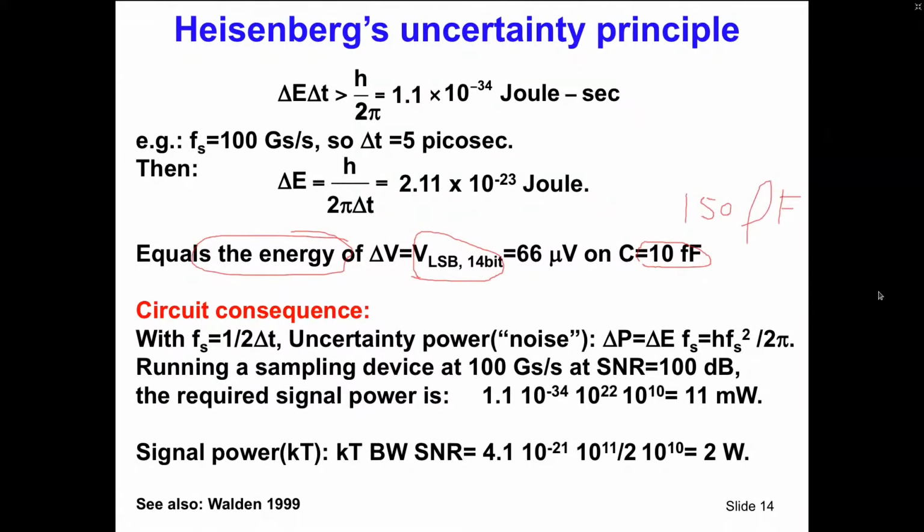Yeah. Now, if you then say, okay, let's translate this into power, then it turns out that, for instance, for a say 100 dB signal-to-noise ratio, 100 gigasample A to D converter, it means that overcoming the Heisenberg limit takes 11 milliwatt, while overcoming the thermal noise in the same situation requires 2 watt. So there's still some space, but it's getting closer.